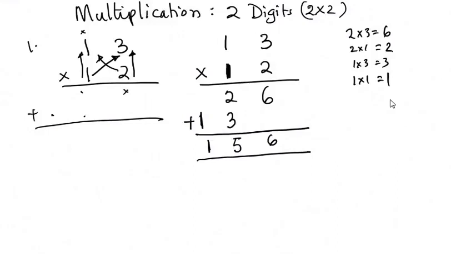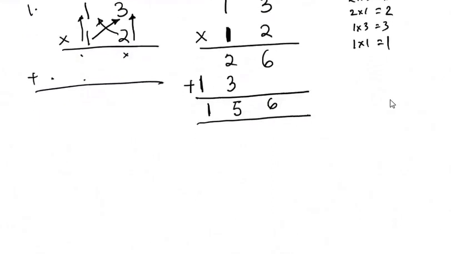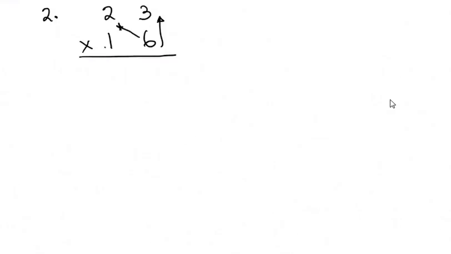So the key concept you want to take away here is the process we need to follow to multiply these numbers. So let's go to the second example, where we have 23 multiplying 16. We follow the same pattern. 6 will multiply 3, and 6 will multiply 2, and 1 will multiply 1.